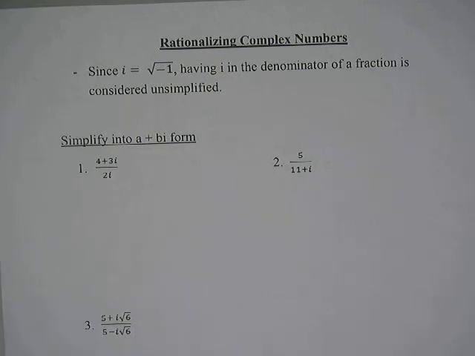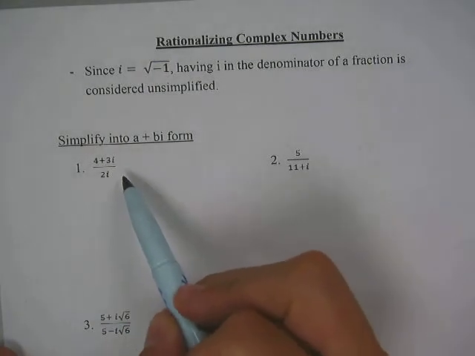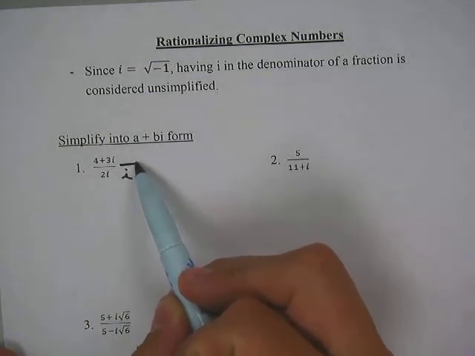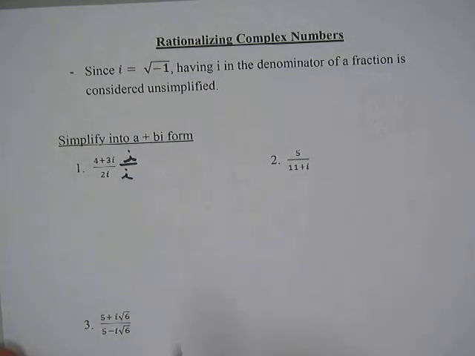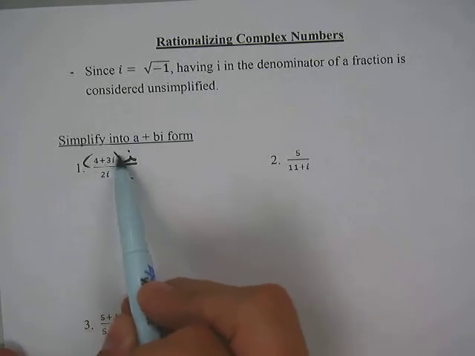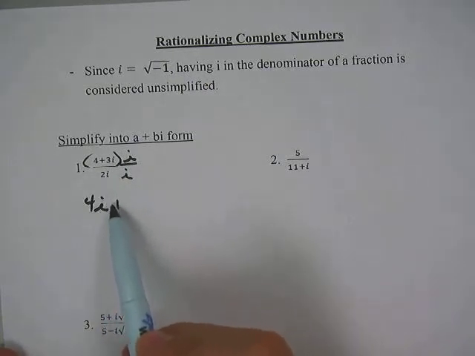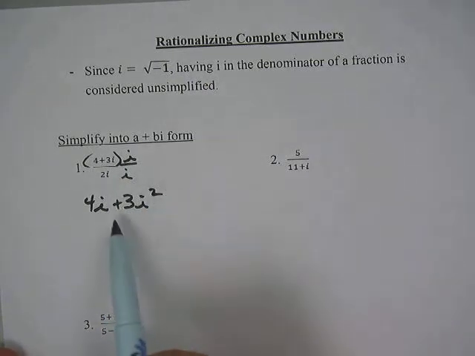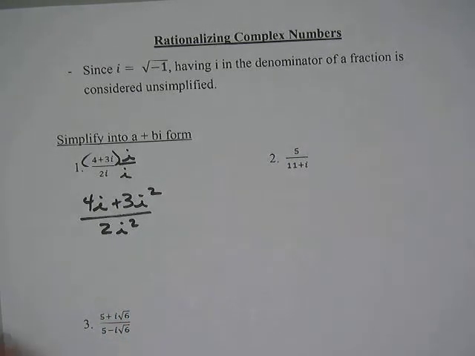And so what you're going to do is treat that i just like it would be a radical. If that was something like radical 3, you'd multiply by radical 3 over radical 3 to rationalize the denominator. So we're going to do the same thing. Since it says i, I'm just going to multiply top and bottom by i. Up on top, I have to distribute, so I'll get 4i plus 3i squared. At the bottom, I get 2i squared.